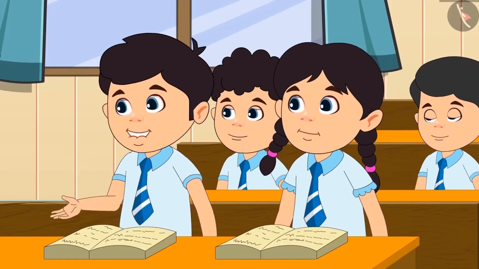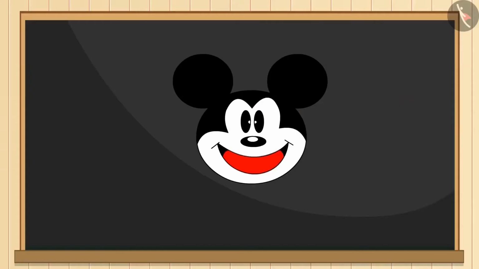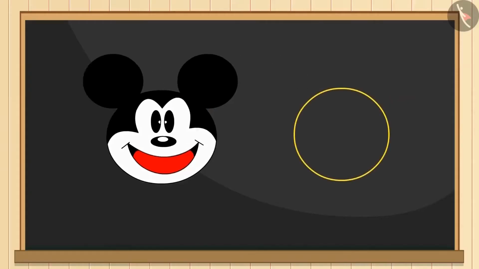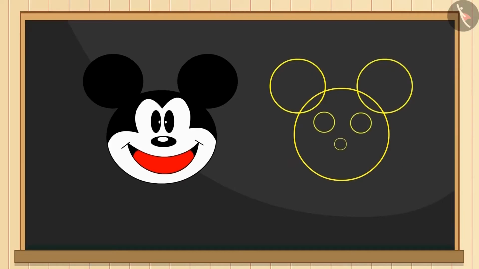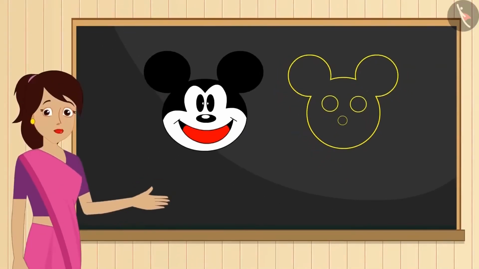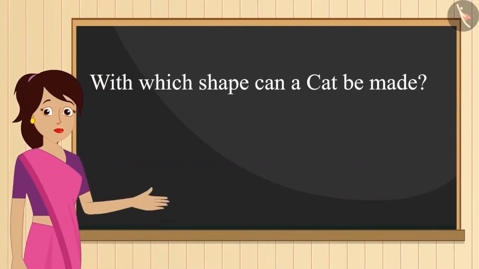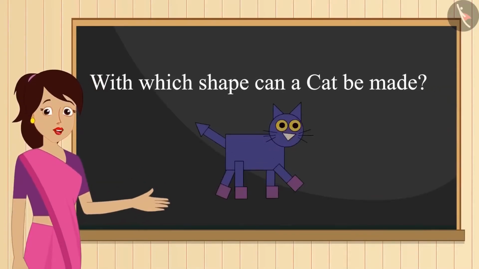It can be drawn by joining 6 circles. Its big face can be made with 1 circle, 2 circles for its ears, 2 circles for its eyes, and 1 circle for its nose. Absolutely correct. Now tell me, can any one of you draw the picture of a cat?